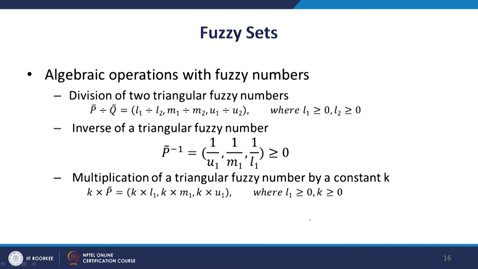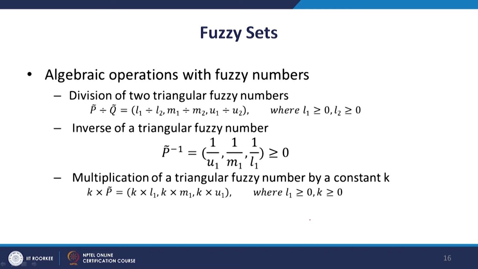Now, division of two triangular fuzzy numbers. Similarly, p tilde divided by q tilde can be given by the first parameter L1 divided by L2, M1 divided by M2 and U1 divided by U2, where L1 and L2 all three are greater than 0. So, in this fashion division can also be defined.